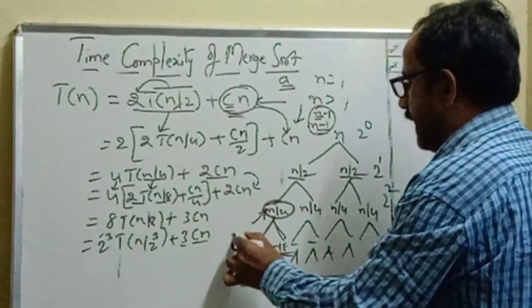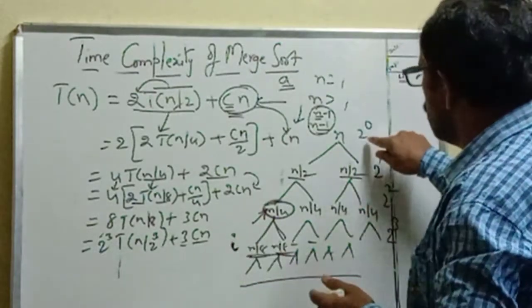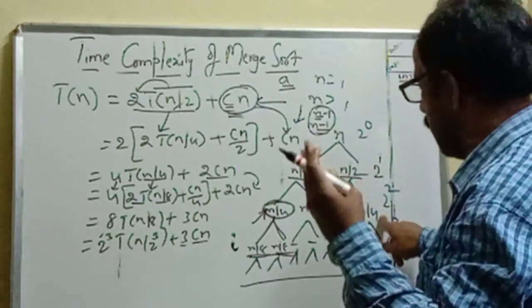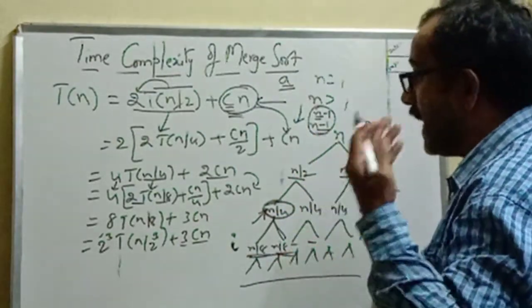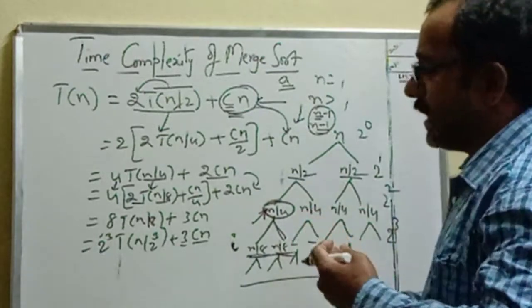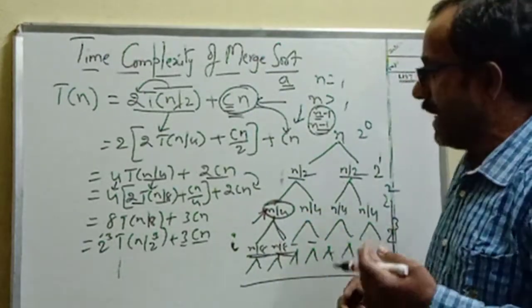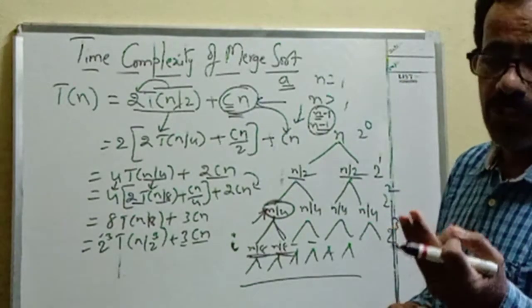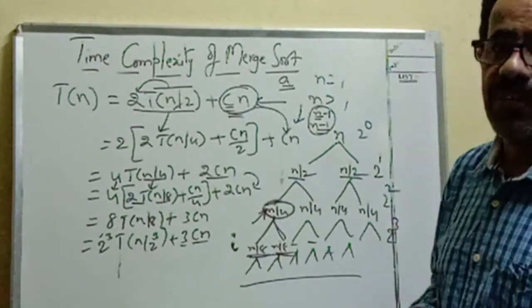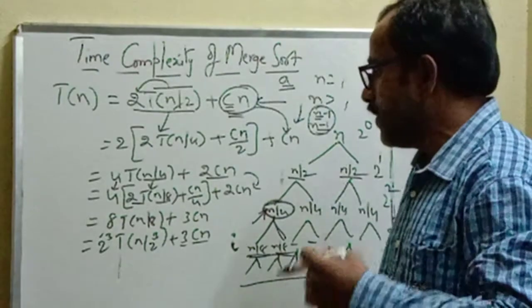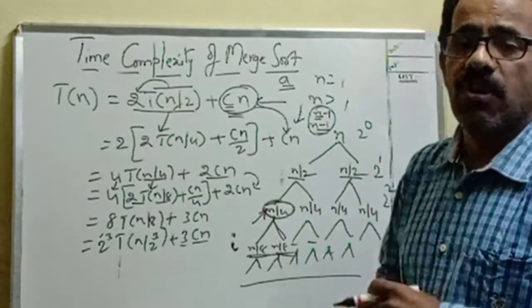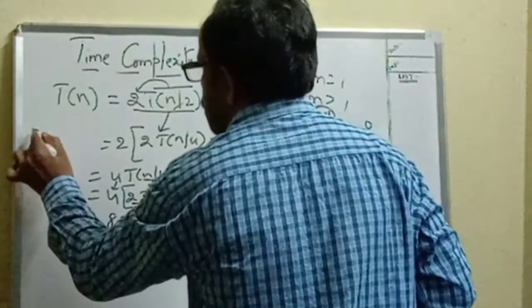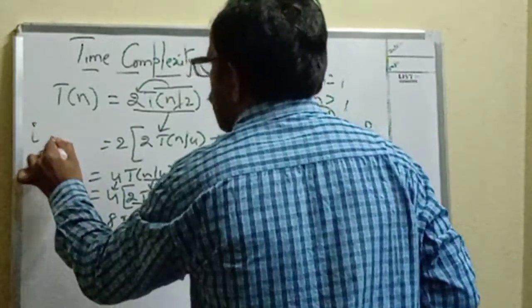If we apply it i times: if you apply one time, we get 2 sub-problems. If you apply 2 times, we get 4 sub-problems. If you apply 3 times, we get 8 sub-problems. So every time, based on the number of applications, we get the number of problems as 2 power the number of applications. If you apply divide and conquer 2 times, we get 2 power 2 sub-problems. If you apply it 3 times, we get 2 power 3 sub-problems. If you apply it i times, we get 2 power i sub-problems.